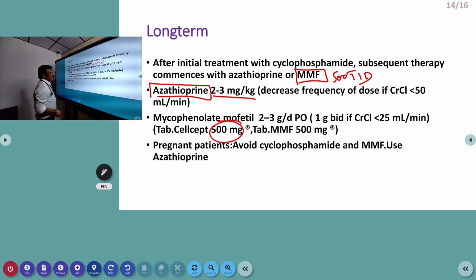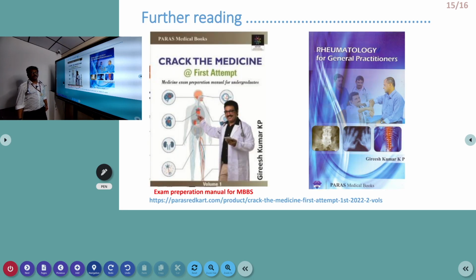And in pregnant patients, avoid cyclophosphamide and MMF. You can use steroids or azathioprine. So these are the commonly used drugs in SLE. So we have discussed SLE, one of the important immune mediated disorders. You know that immune mediated disorder means there will be antibody formation. Because of this antibody formation, some organs in our body can be destroyed by this antibody complement mediated attack. The organ may be destroyed.